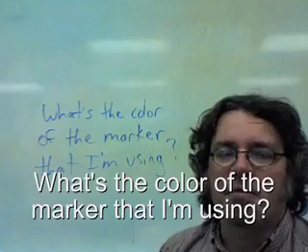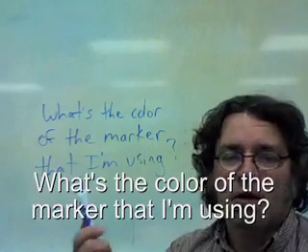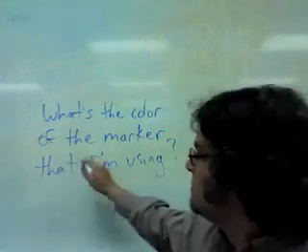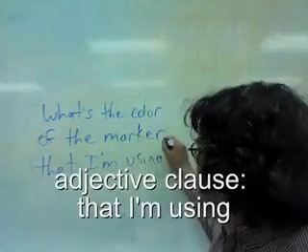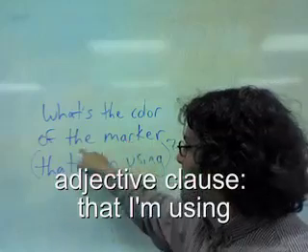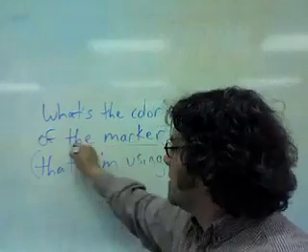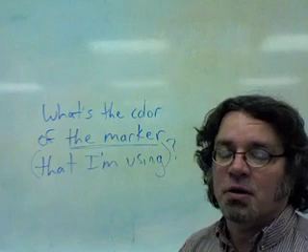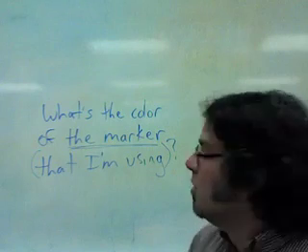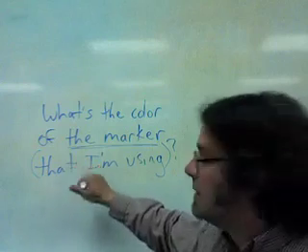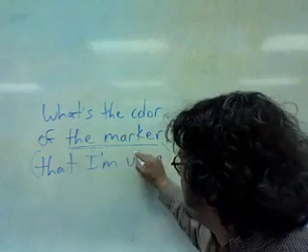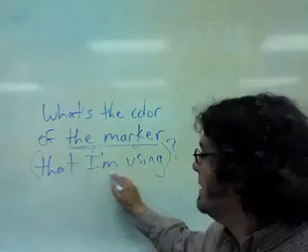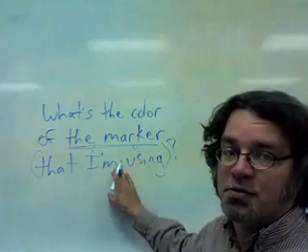What's the color of the marker that I'm using? Here's the adjective clause, that I'm using, describing the marker. What's the color of the marker that I'm using? Notice also in the adjective clause that there is a subject and then there's a verb. The subject is I, and this is in the present continuous tense.